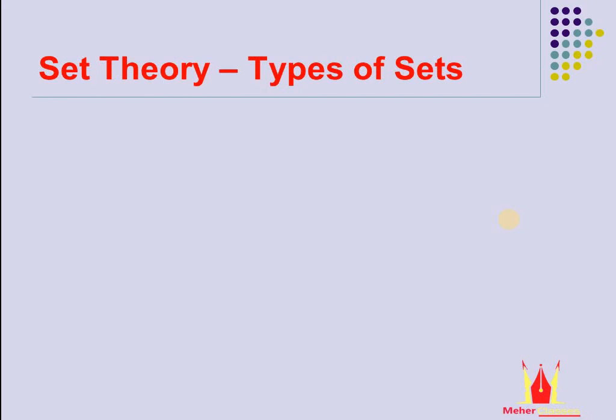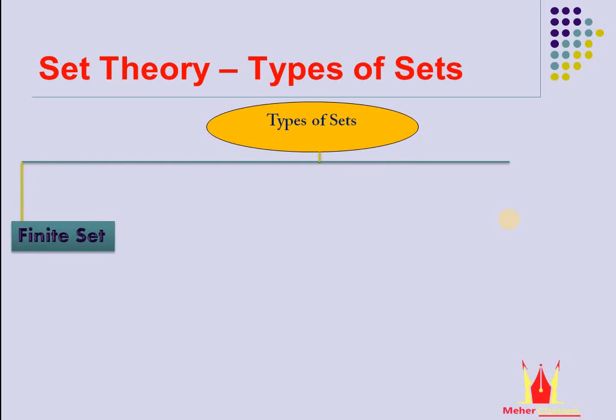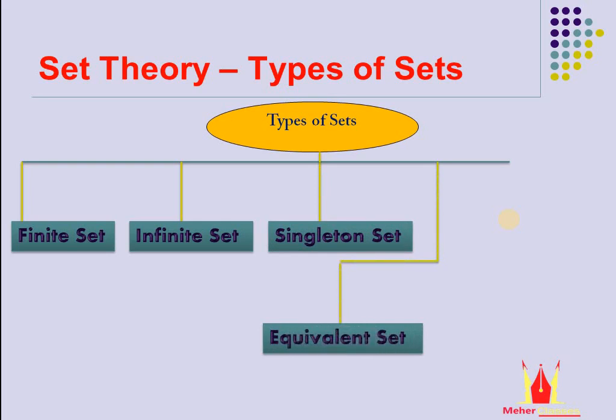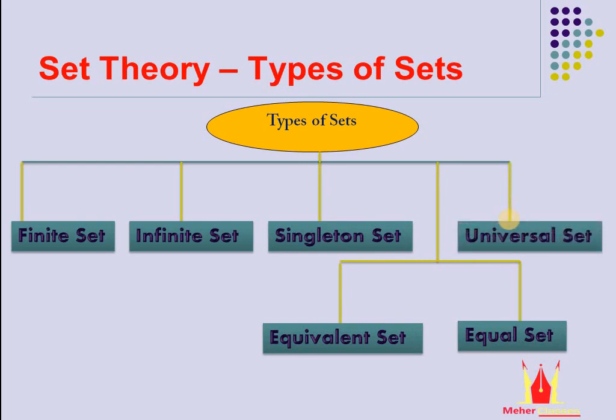Now let's talk about different types of sets we have. The first type that we have is the finite set. Second is infinite set. Third is singleton set. Fourth, equivalent set. Fifth is equal set, and last but not the least is universal set. Now let's talk about these sets in detail.